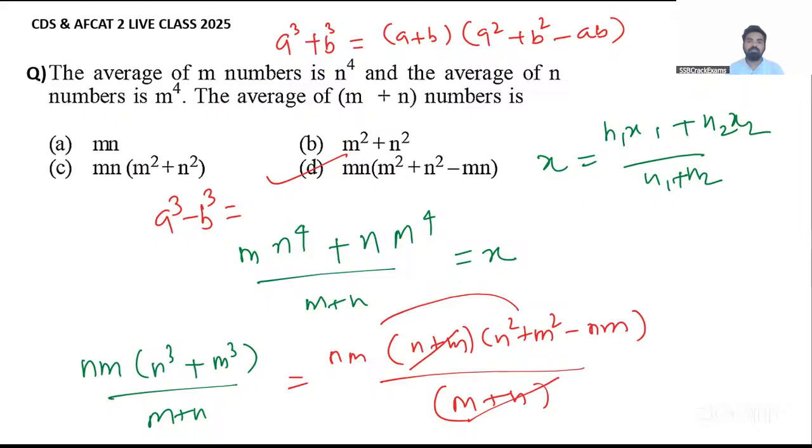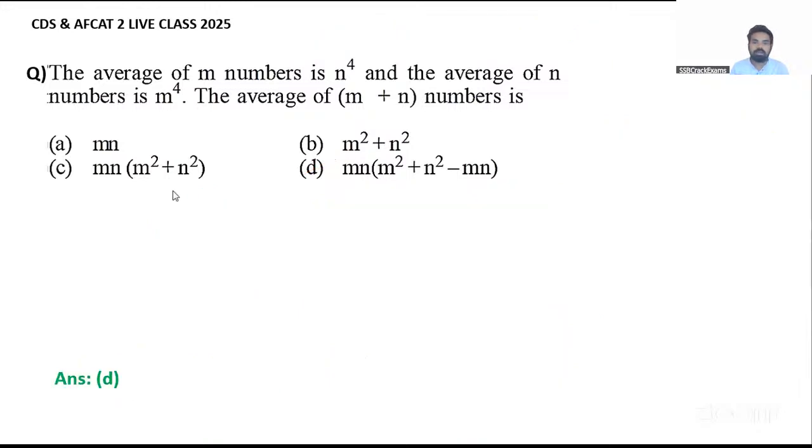No, check, I am writing. You need to verify whether it is correct or not. It is a minus b times a square plus b square plus ab. Okay, check if it is correct or not. Let me know. All right. So now let's check the answer. It is option number D.